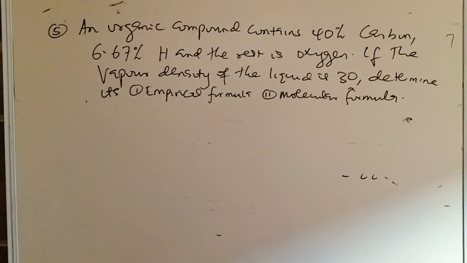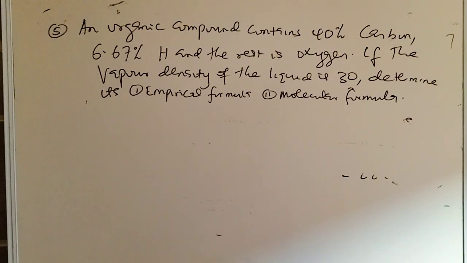So I have a question on the board that says an organic compound contains 40% carbon, 6.67% hydrogen, and the rest is oxygen. If the vapor density of the liquid is 30, and the compound is a liquid, determine its 1, empirical formula, 2, molecular formula. So let us start with empirical formula.